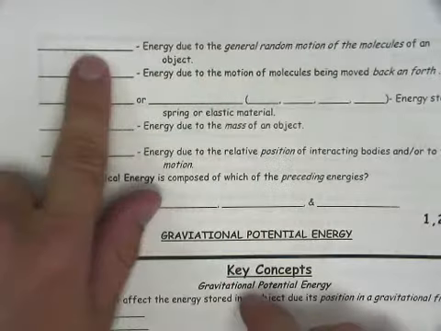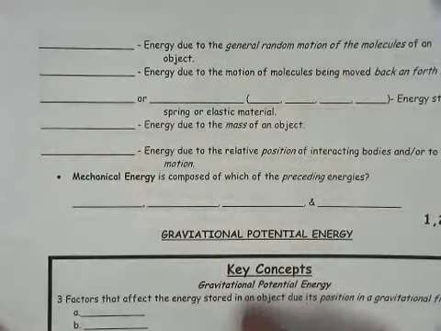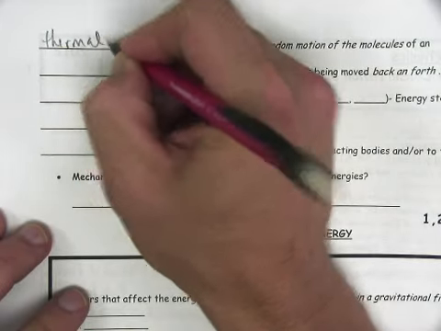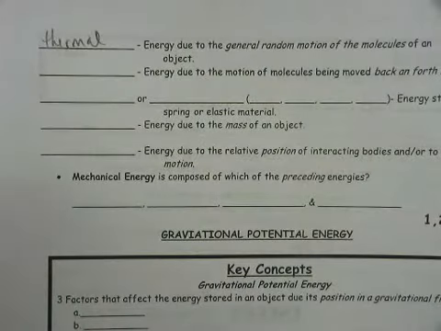And that's this right here. That's that general random motion of the molecules inside an object. And that would be thermal energy. So thermal energy has to do with temperature, thermal energy.